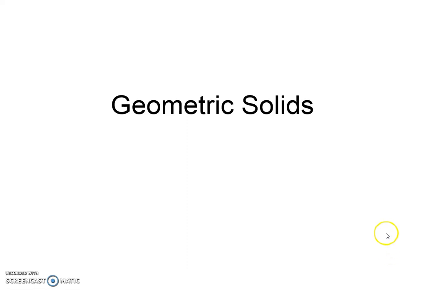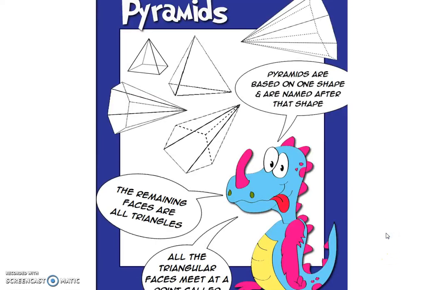This video is to help with the geometric 3D solids. So we have pyramids and prisms. Pyramids always go to a point on one end. They have triangles on all the sides that go up to it. And the base at the bottom is how it gets its name.